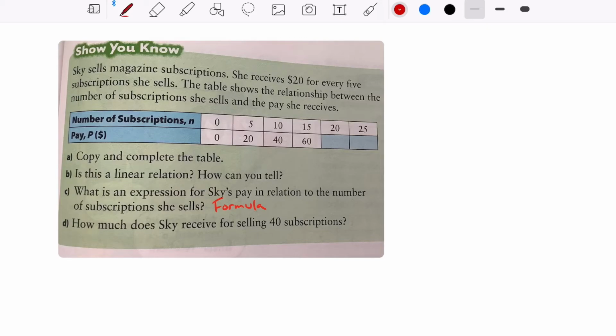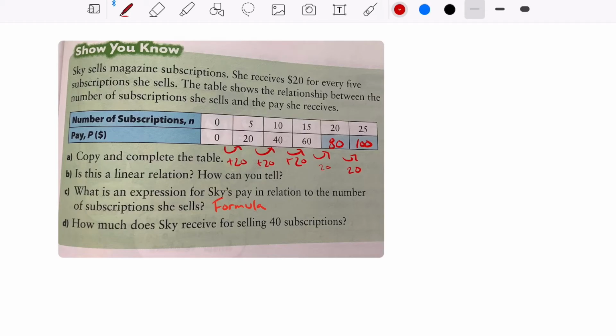We can just fill in the rest here because we know that the pattern is adding by 20, it looks like, on the bottom here. And so we can just add by 20 to get these other little boxes here. So that would be an 80 in this box and 100 in this box.